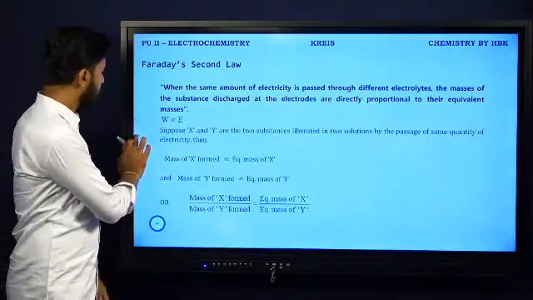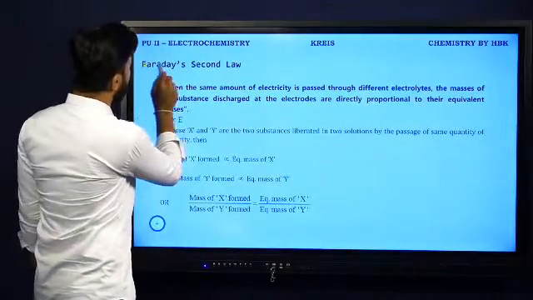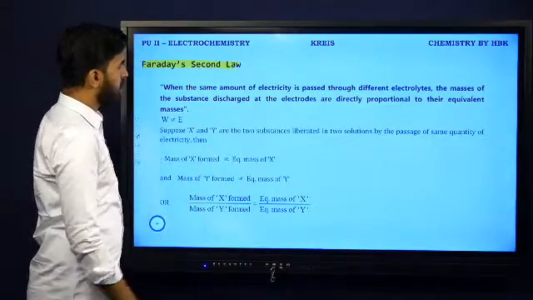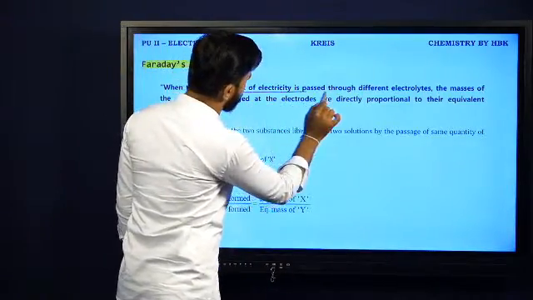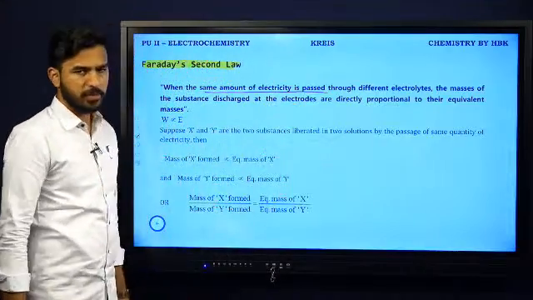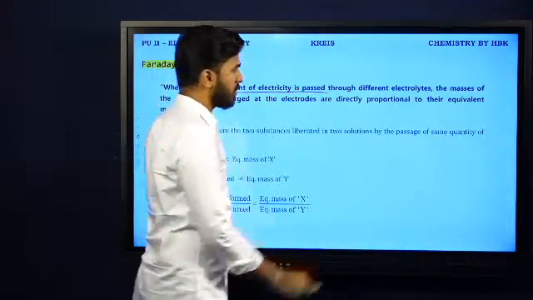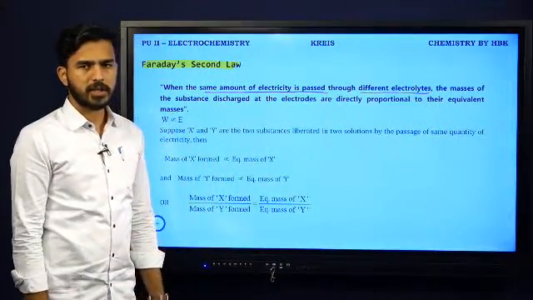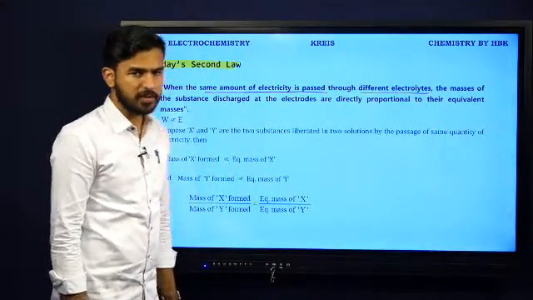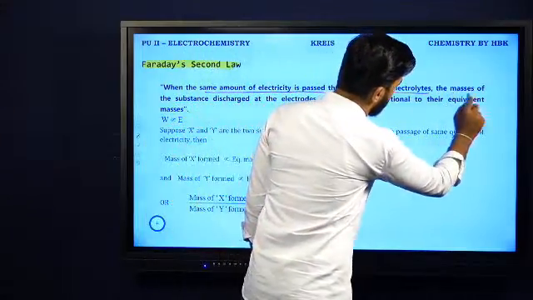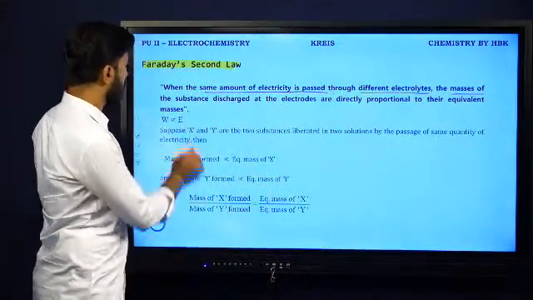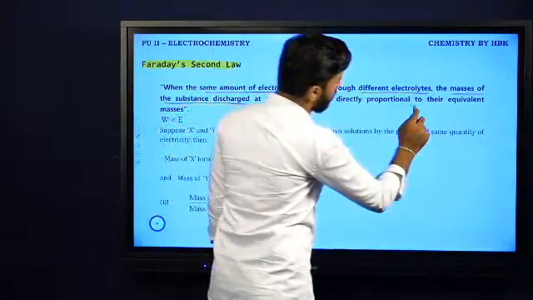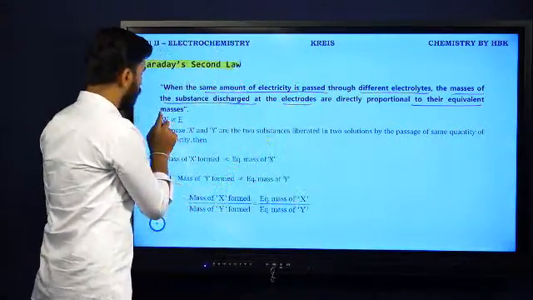Next, Faraday's second law. Faraday's second law states that when the same amount of electric current is passed through different electrolytes, then the masses of the substance discharged at the electrodes are directly proportional to their equivalent masses.